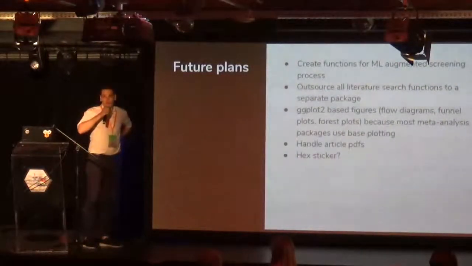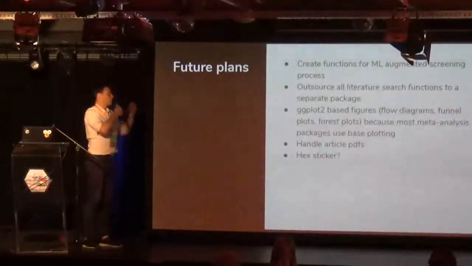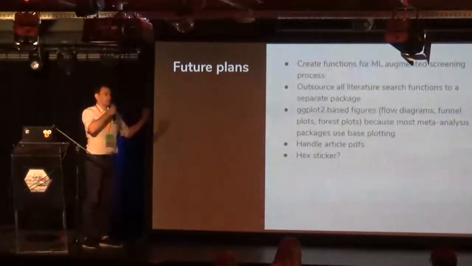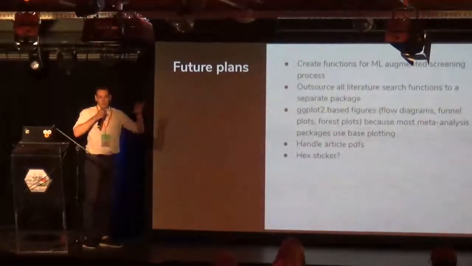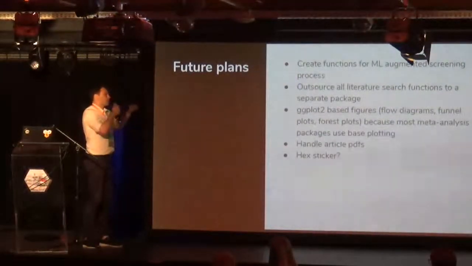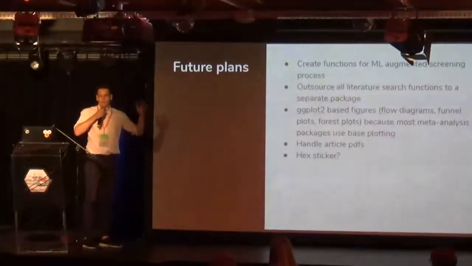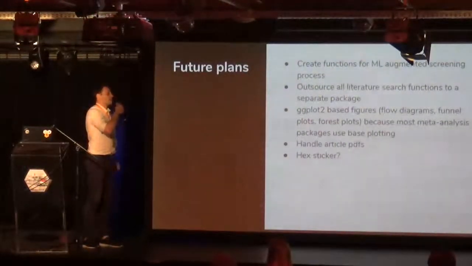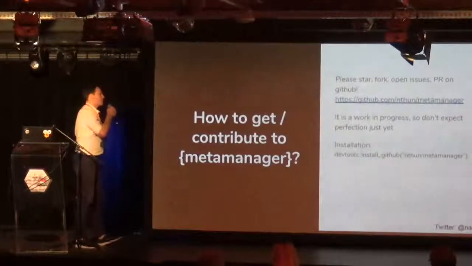Okay, so future plans include functions to augment the screening process with a machine learning approach. So with a training set, people would be able to do the screening faster. It would be great to combine all the literature search functions that are currently not an integral part of this to be in a separate package, and also to create ggplot2 based graphics because the current meta-analysis tools are doing base graphics.